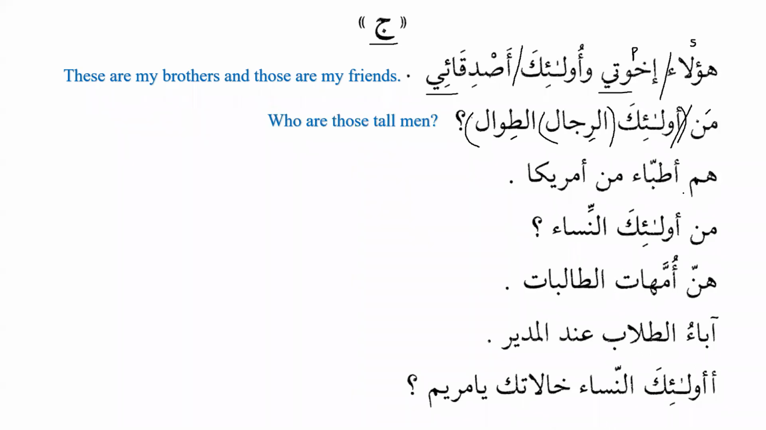Hum atibba'u min America. We know that atibba'u is on the pattern of af'ila'u, and it is mamnu min as-sarf. It will not accept tanween. Hum atibba'u min America. We know that America ends with alif, and when a noun ends with alif, we don't need to put any vowel signs. They are from America. So those are doctors from America.